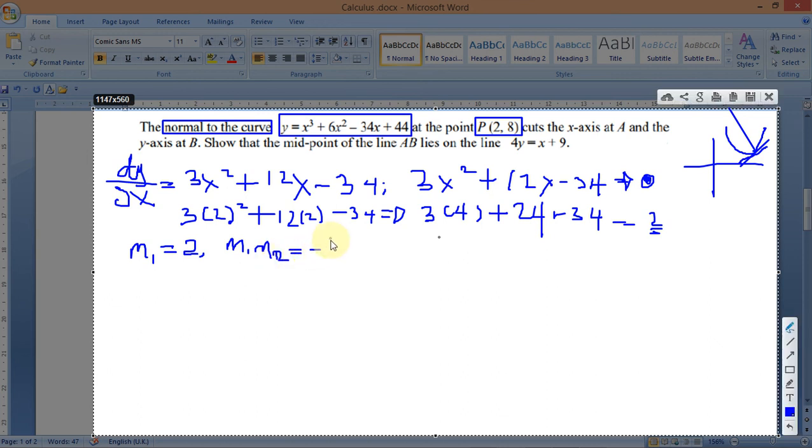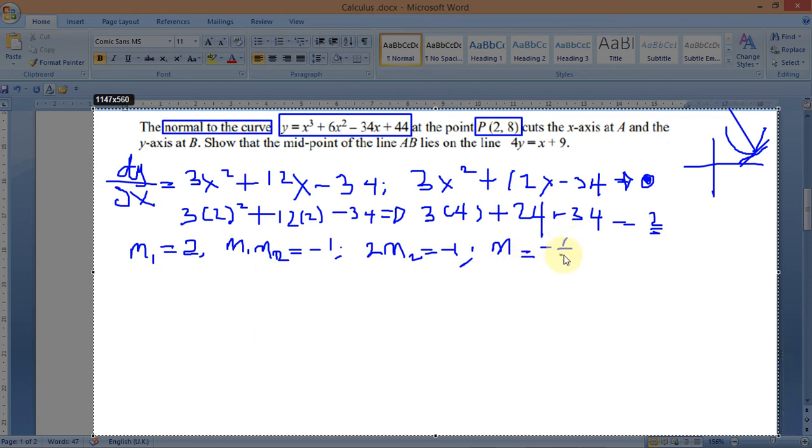So then I can find the gradient now. The gradient of the perpendicular will be m2. m1 is 2 already, so that is 2 m2 equals minus 1. So the gradient there will be minus 1 over 2. This is the gradient of the perpendicular to the curve. Let me put this in a rectangular box. Since I have the gradient, I need the equation too.